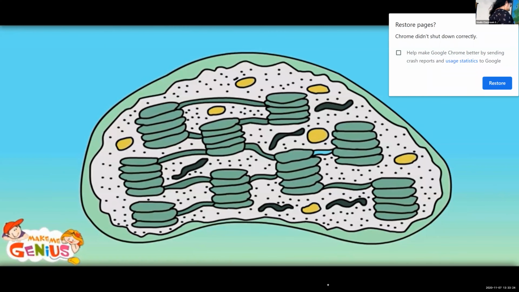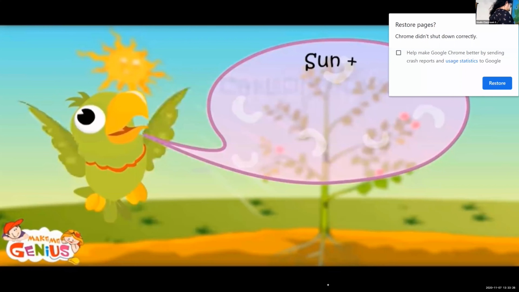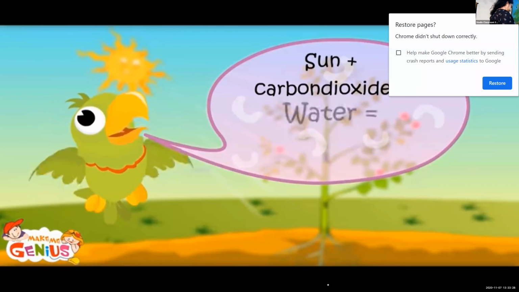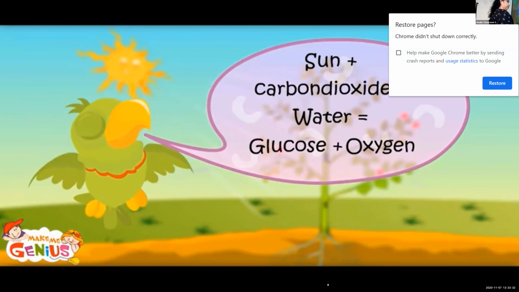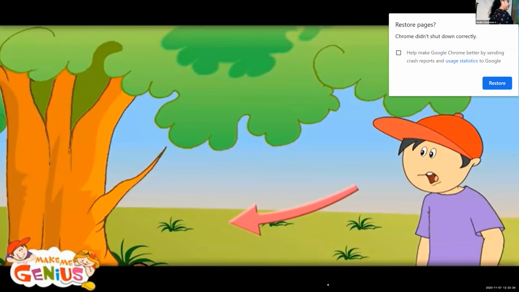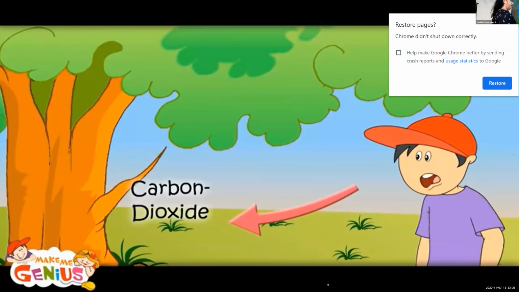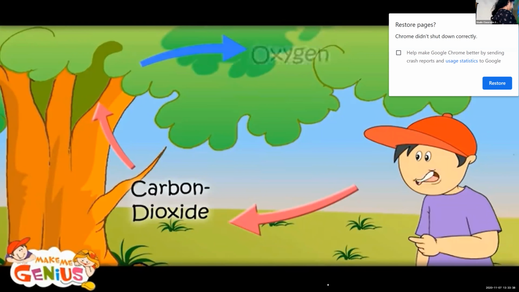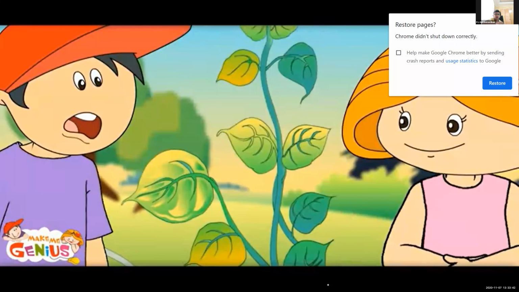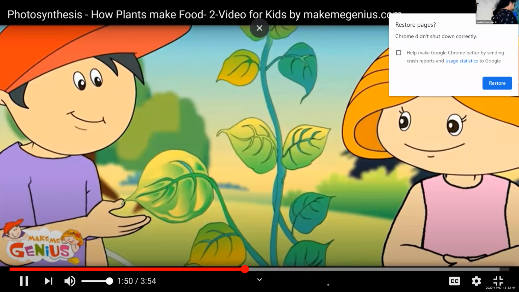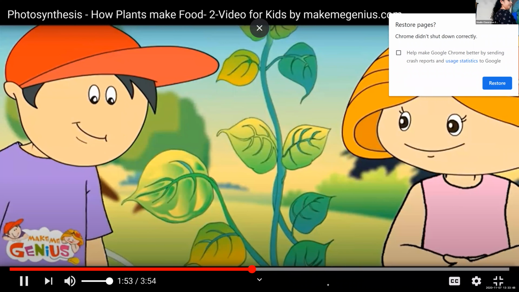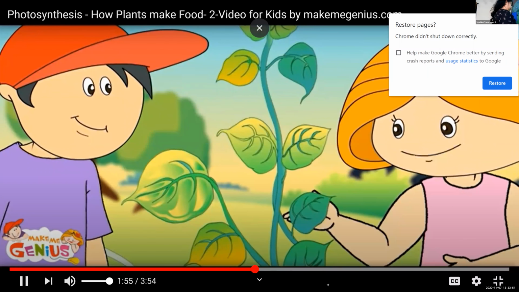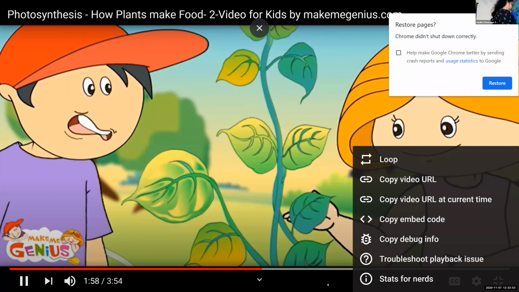Sun plus carbon dioxide plus water is equal to glucose plus oxygen. Oh, the oxygen which we breathe also comes from plants. You're right. So, plants make food and we get oxygen. Cool! Yes, see? Plants always help us. But tell me, why is this cooking by the plant called photosynthesis?